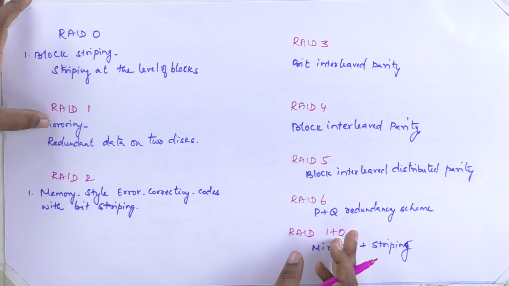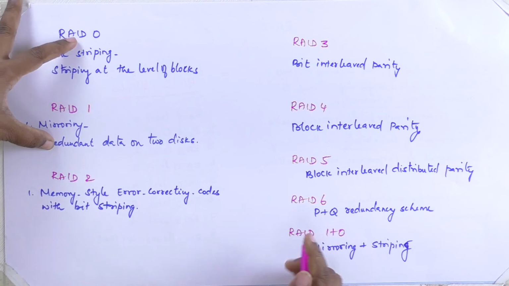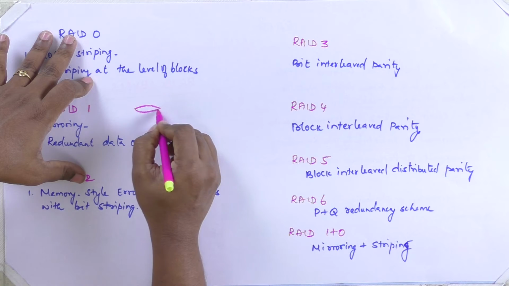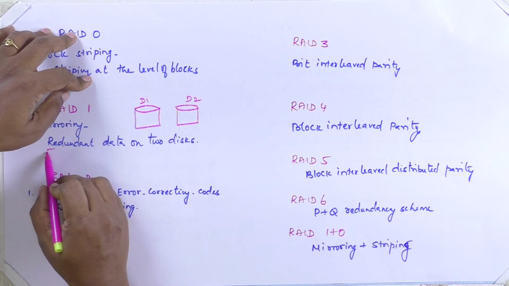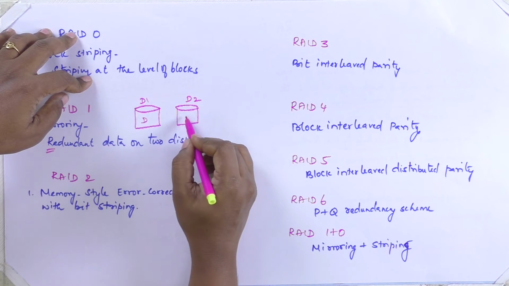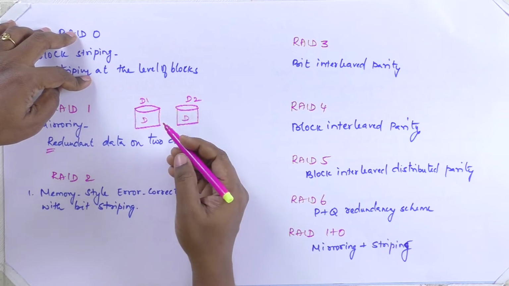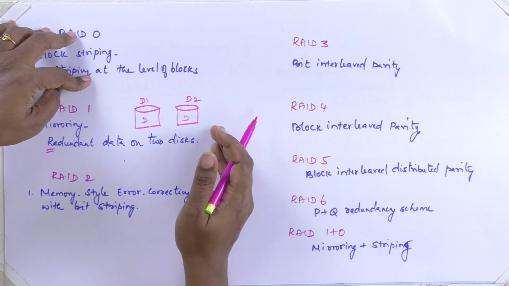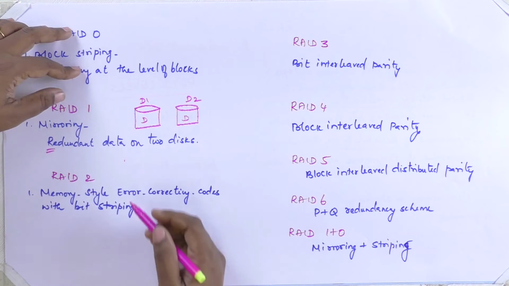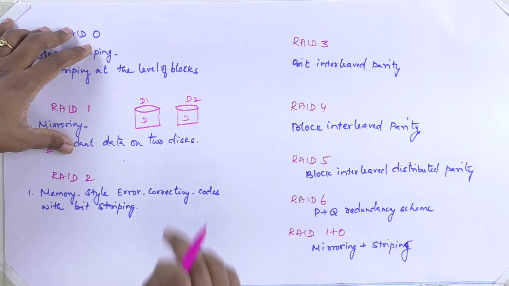RAID 1 has the concept of mirroring, that is, redundant data on 2 disks. Say for example, I have disk 1 and disk 2. When we say redundant, the same data is present in both disks. Whatever data we have, a copy of that data is also maintained in one more disk. That is called mirroring. Whatever we have here is the same thing we have there.